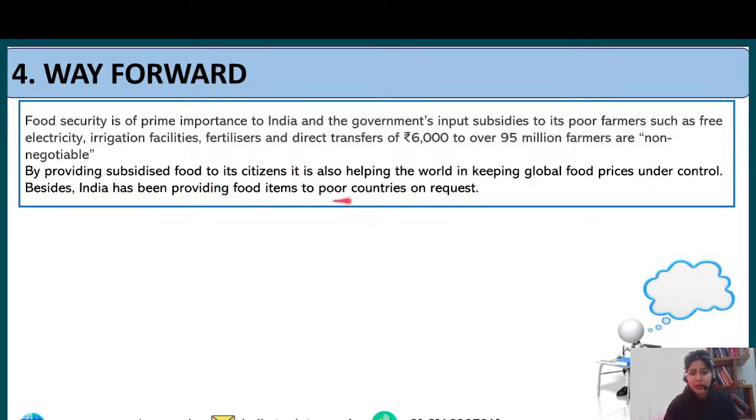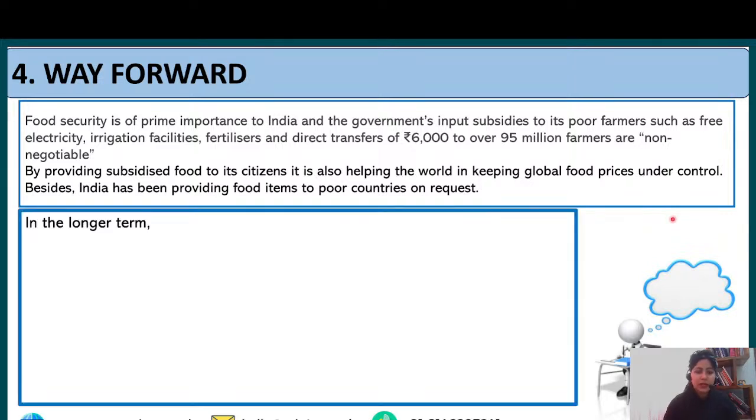Besides, India has been providing food items to poor countries on request. So again, another justification. You can choose to write all these three points, or at least one of these, to sum up the first part. Now in the second part, give a way forward and join it with the first part itself.